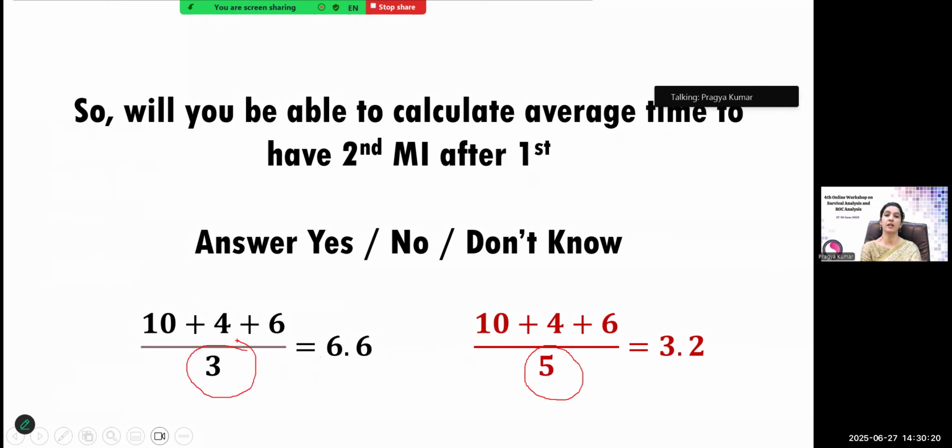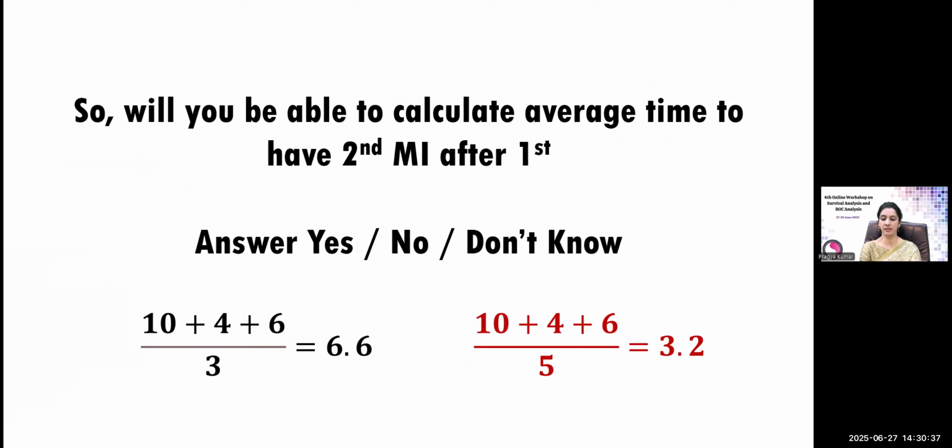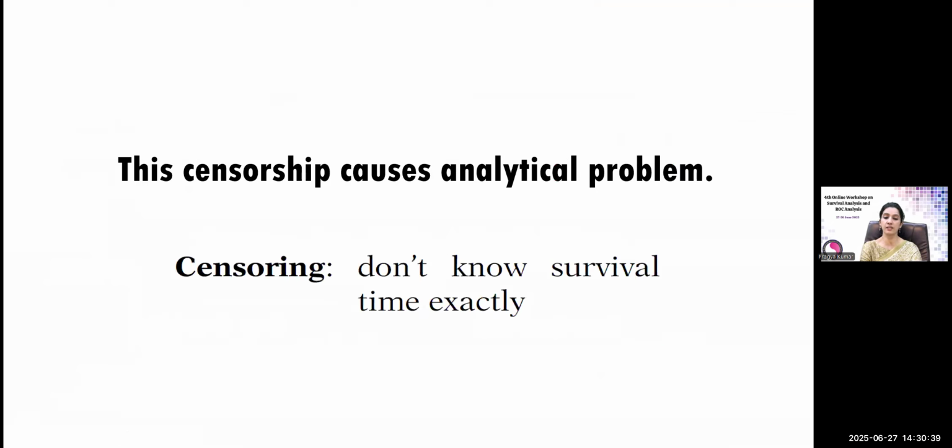So that's why you take this time to event in the numerator, because if you take only these 3 and don't take it in the numerator, then there will be a difference in the survival time. And we'll see in the life table also that you take care of the censored data. That means you include the censored data. So this censorship causes an analytical problem because we don't know the exact survival time.